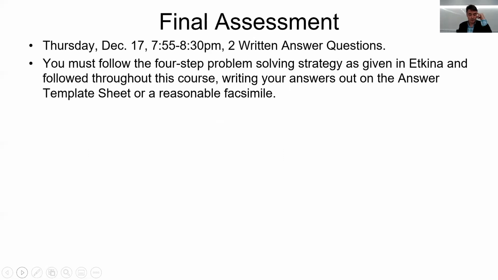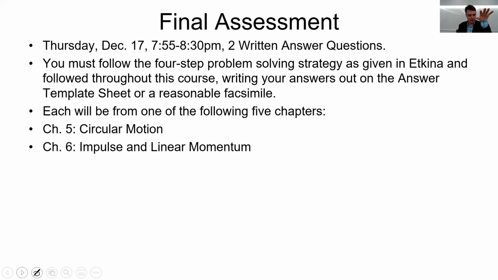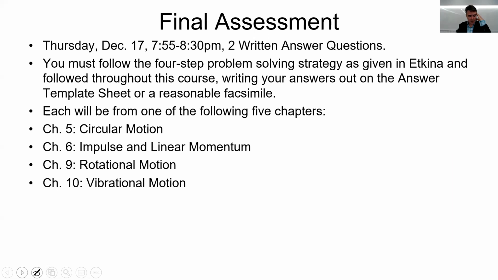Written answer questions, 7:55. Again, you must go through the 4-step problem-solving strategy as given by Atkina and followed throughout this course, writing your answers out on the answer template sheet or a reasonable facsimile. One of the things I might have time to do on Thursday is go through this. I am making a promise right now that the 2 questions will be chosen from one of these following 5 chapters. So 3 of these won't be it, but 2 of them will be it. Either chapter 5, 6, 9, 10, or 11.